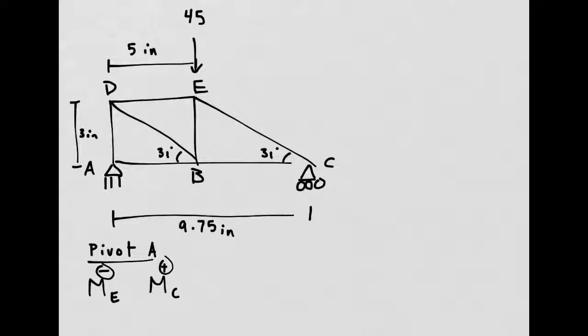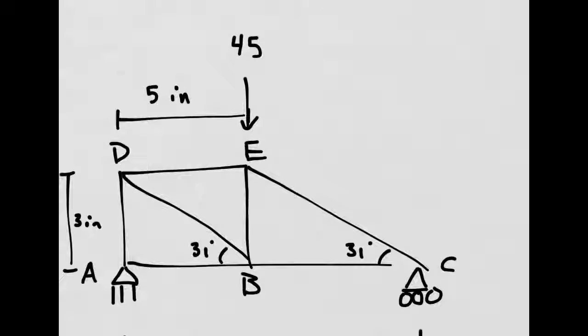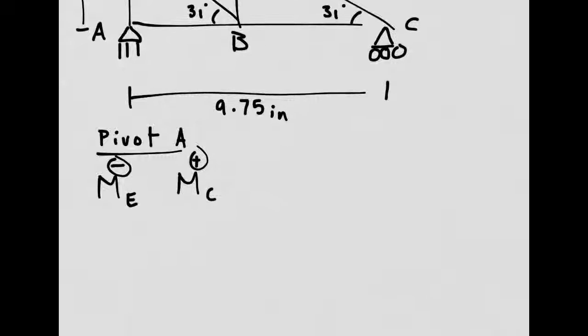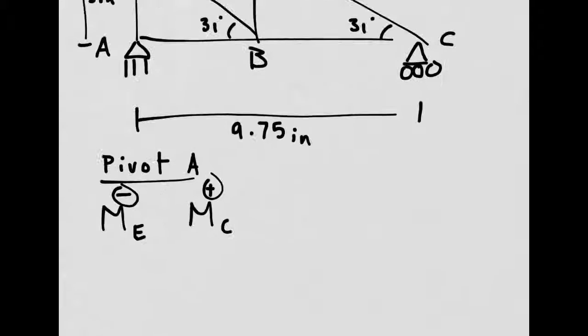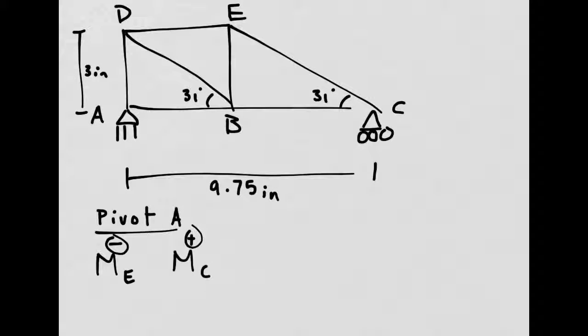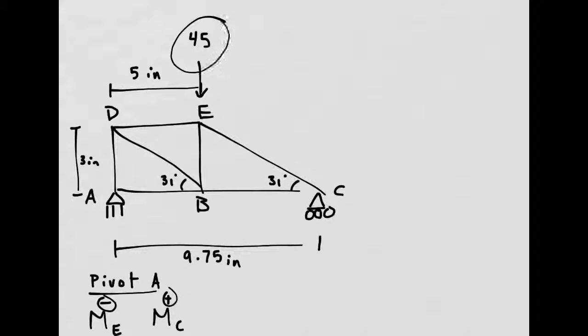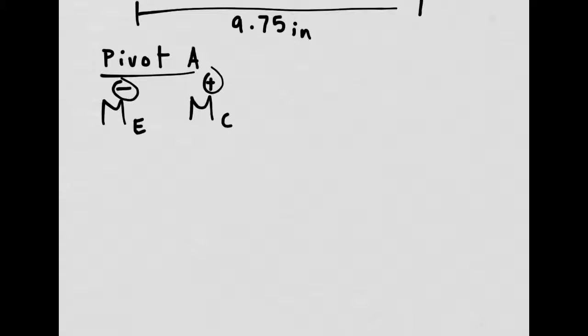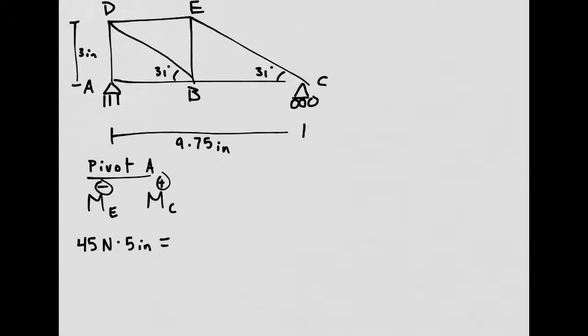All this stuff was just from the packet, those measurements. And then this I made up. That's going to be different for you guys, because you're going to use the one that you measured when it broke. And then, the moment due to the force at E is force times the perpendicular distance. So the force would be 45 for E, and the perpendicular distance would be 5. And that's got to equal the moment due to the force at C.